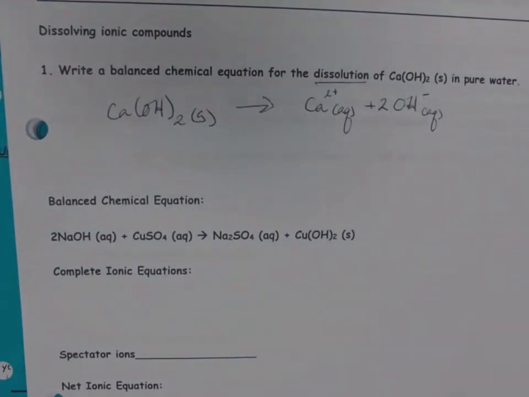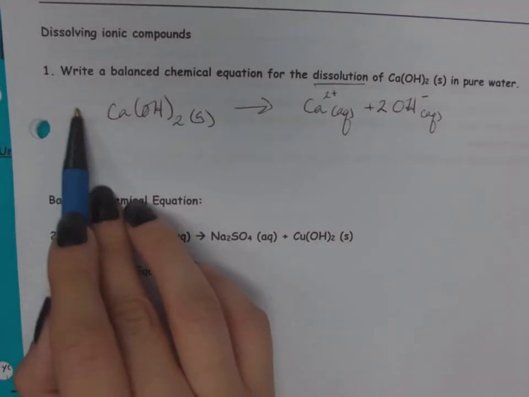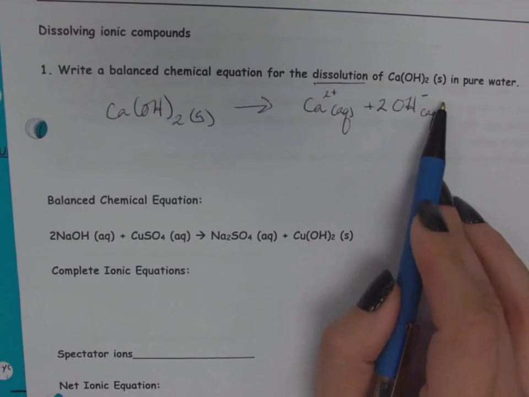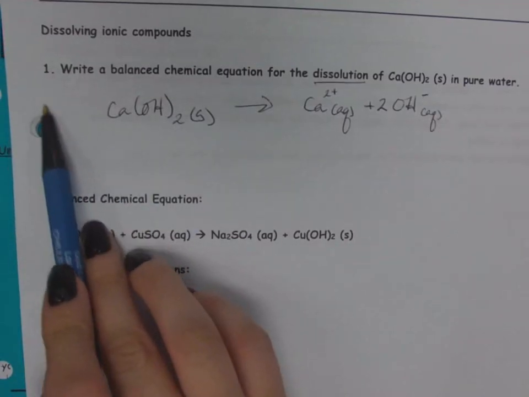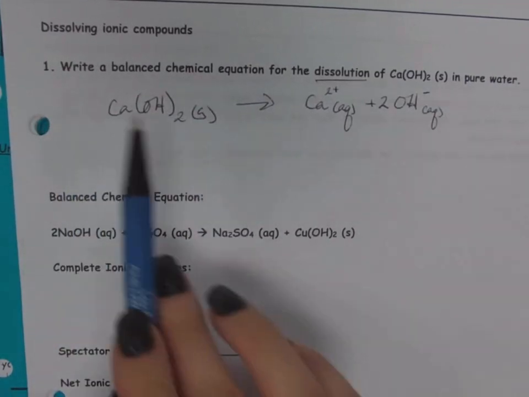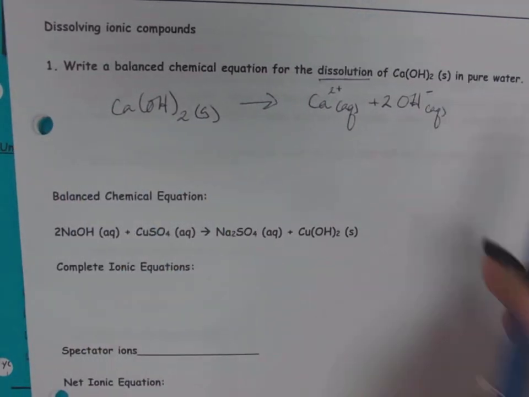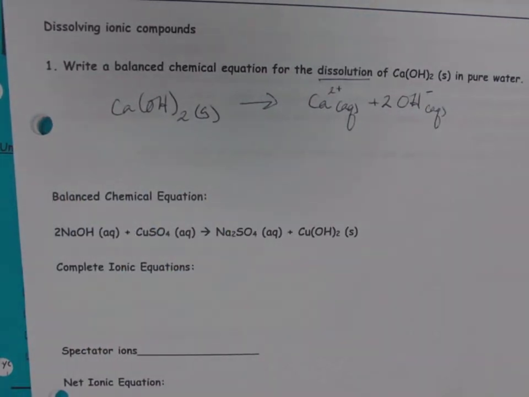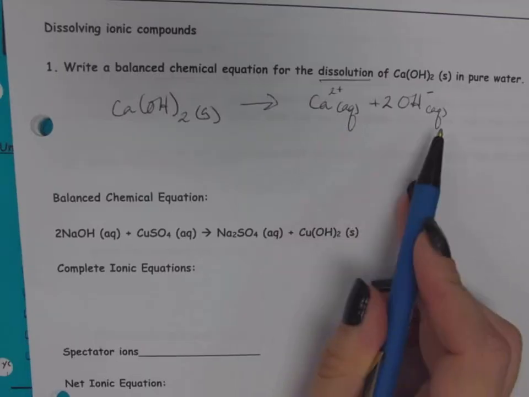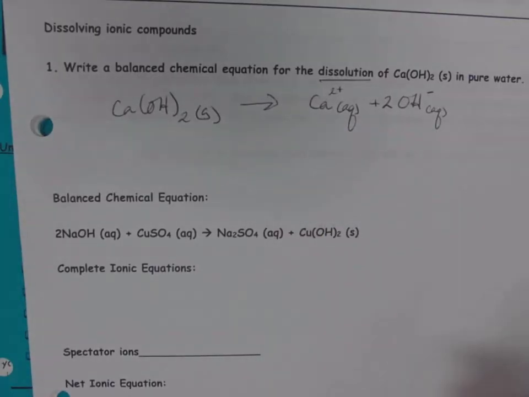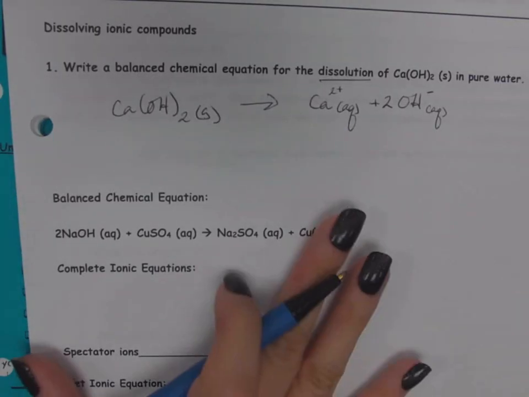So this is what they're looking for if they ask for the balanced chemical equation for the dissolution of calcium hydroxide. Notice how we could have put plus H2O here and plus H2O there, but the water would have been on both sides, so it just would have canceled. It's not actually part of the chemical reaction. And so this is our balanced chemical equation. Starting with the solid, putting it in water, and so then it pulled apart, and now it's aqueous because it was dissolved in water.